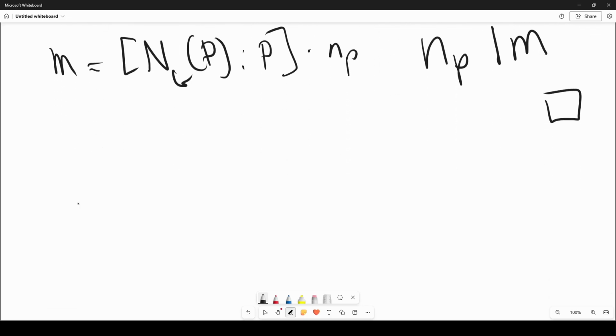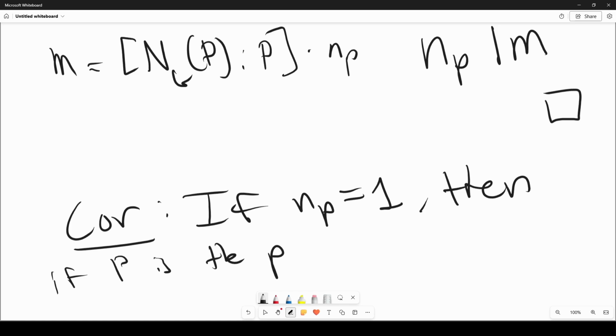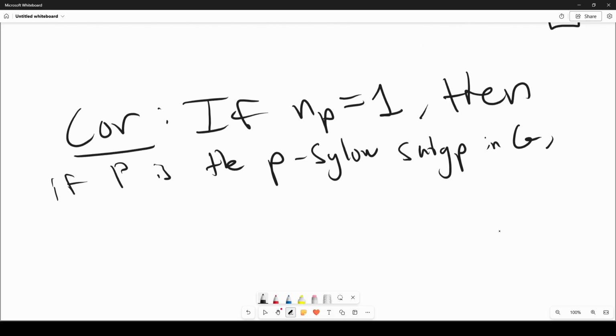And the second corollary here is going to help us answer why we should even care about the size NP. Like, why should we care how many of them there are? Well, this corollary says if NP is just equal to 1, then if P is the p-Sylow subgroup in G, then I get that actually P is normal in G.